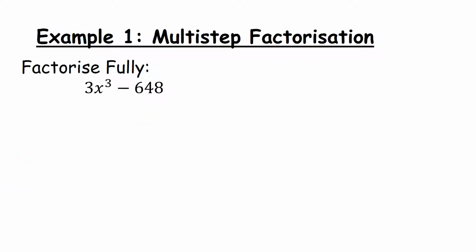So now, those are all the types of factorization that you need to know. However, there are some variations that you might see that it's important that you're able to do. The first one I'm going to show you is a multi-step factorization, and these are very common. So if you take a look at this example here, the question is: factorize fully 3x cubed minus 648.